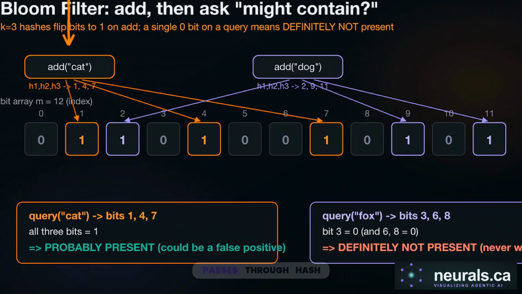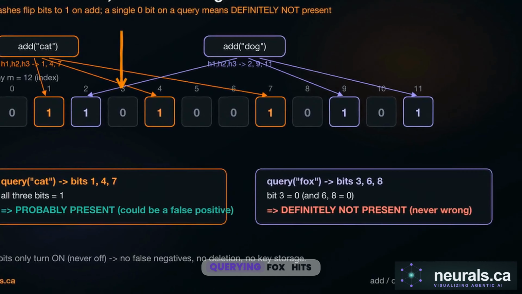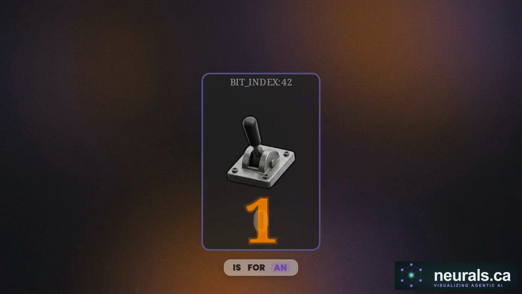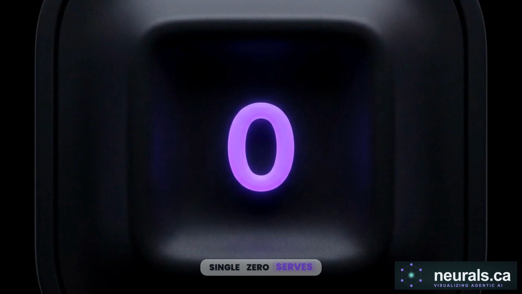Adding cat passes through hash functions, flipping bits 1, 4, and 7 to 1. Dog flips 2, 9, and 11. Querying cat finds all ones, a probable presence. But querying fox hits a 0 at bit 3. That single 0 guarantees fox was never added. Since the only way to get a 1 is for an item to turn it on, a single 0 serves as an ironclad guarantee of absence.